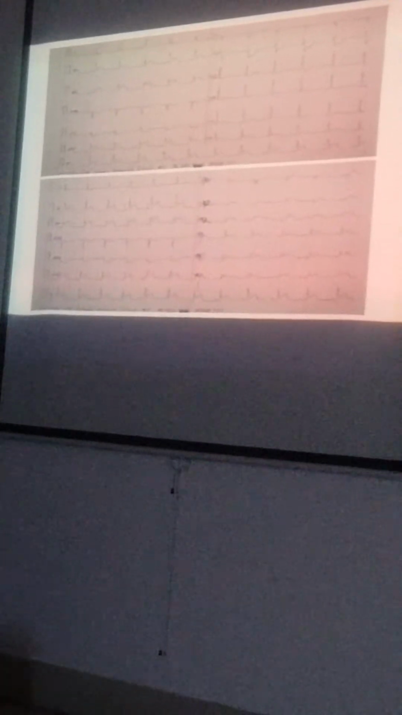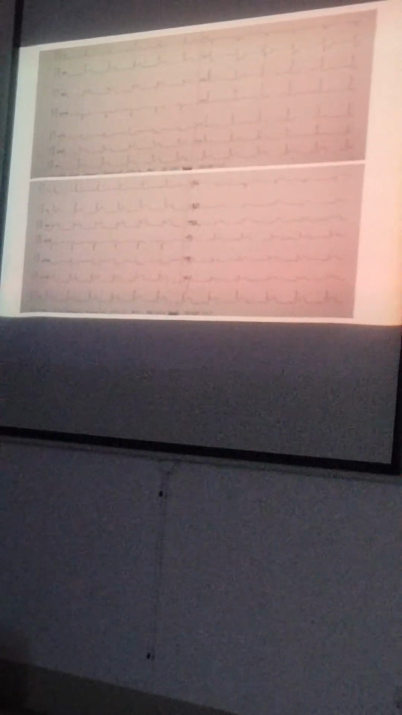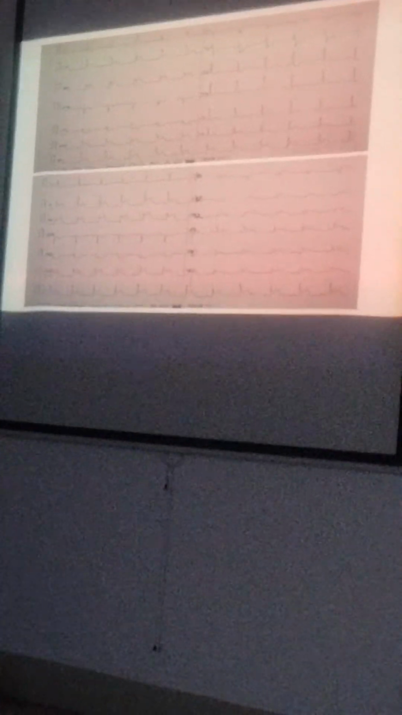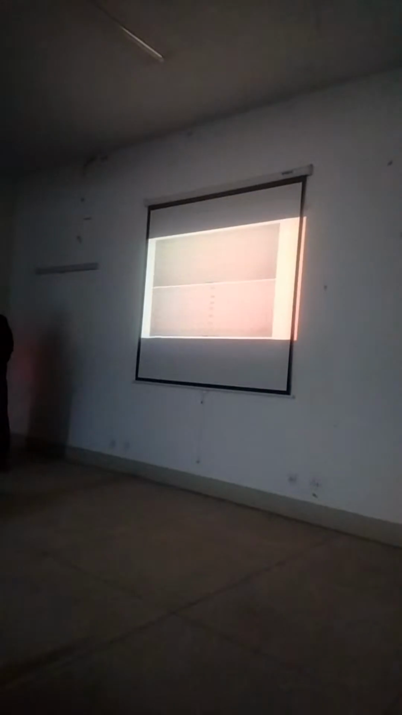So there is an ST elevation. If you can see the ECG here, there is ST elevation in leads 2, 3, aVF with reciprocal changes in lead 1 and aVL. And there are also some changes in leads V1, V2, V3. So we did the right sided ECG as well.